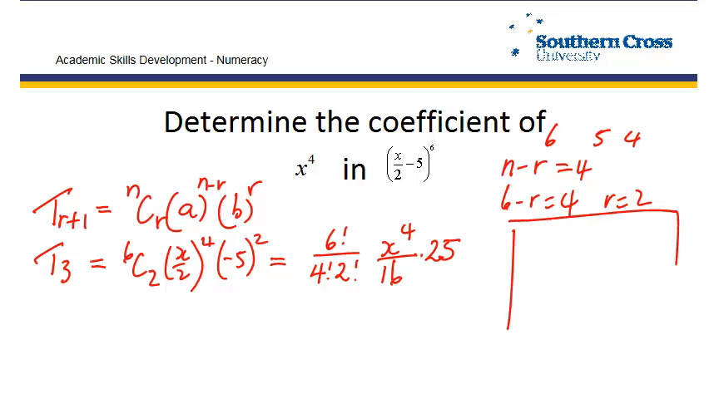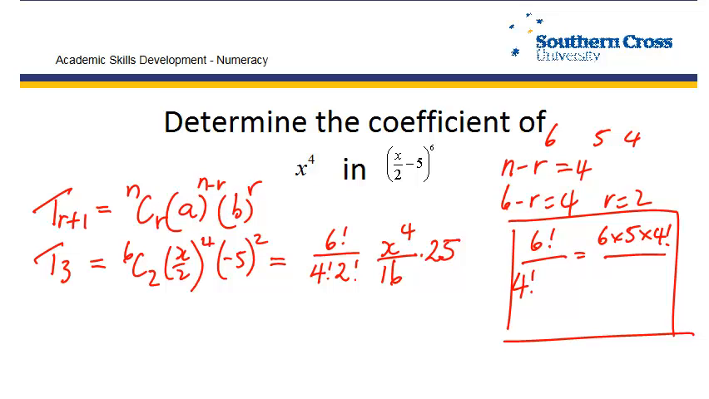Now, just a little thing about the nCr part here. 6 factorial can be written as 6 times 5 times 4 times 3 times 2 times 1, which is 4 factorial, over 4 factorial times 2 factorial. So the 4 factorials can cancel top and bottom, and we're left with 6 times 5, which is 30, over 2 factorial, which is 2 times 1, which is 2. So in other words, that comes out at 15.